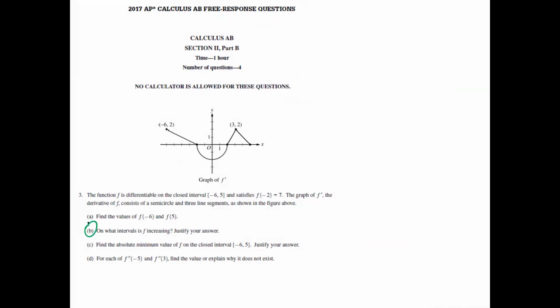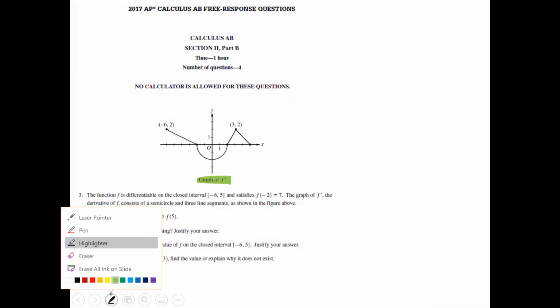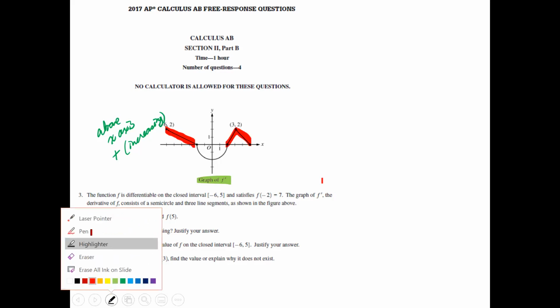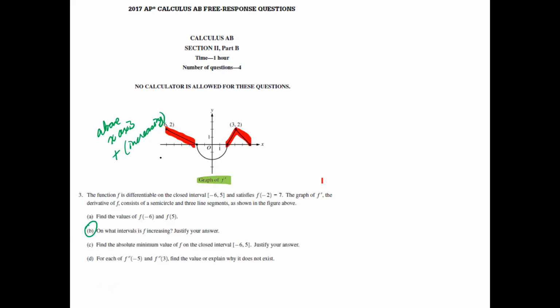Okay, let's take a look at B then. For B, it says on what interval is the f increasing? Justify your answer. Given the fact that this is the graph of f prime, remember everything that is above the x-axis is going to be positive, which means the function is increasing. So we're not going to look at anything that's below the x-axis. And so I have this point right here, and then of course I have these 2 lines. So here I have -6 to -2, +2 to 5.